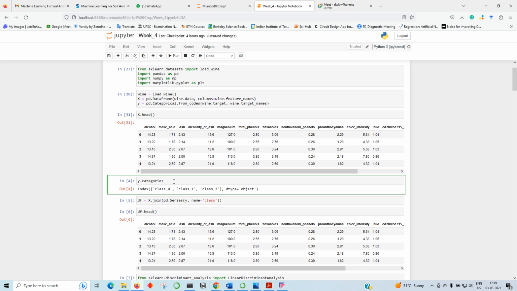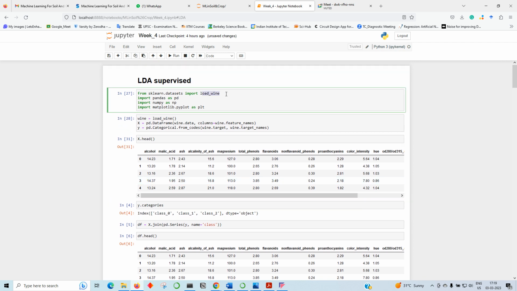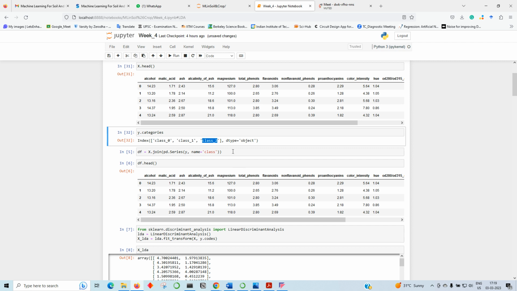And we have labels. Now we are going to do classification. So in this particular wine classification, we have three classes that you can get from y.categories. So you have class 0, class 1, class 2. Now let's concatenate this y, the classes. It's because this is a labeled data set, so we know which class each sample belongs to. So we create a new data frame, that is a table, in which we will add the category, that is y, and let's see whether it is added or not.